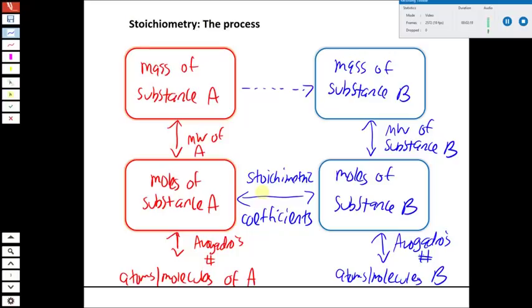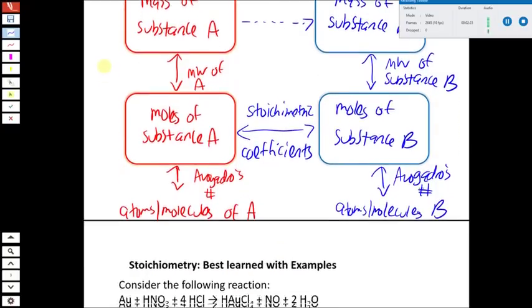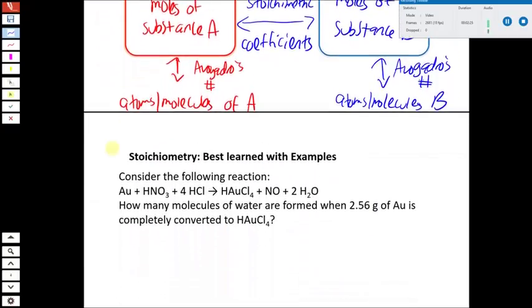The best way to learn the process is to do it over and over again, just like most things in chemistry. So let's see a few examples of this in practice.